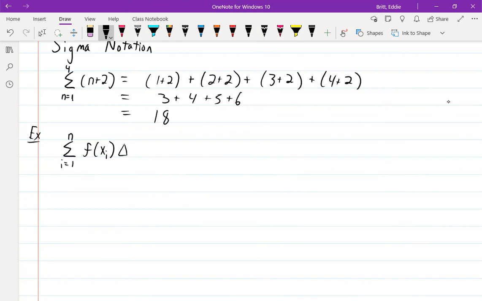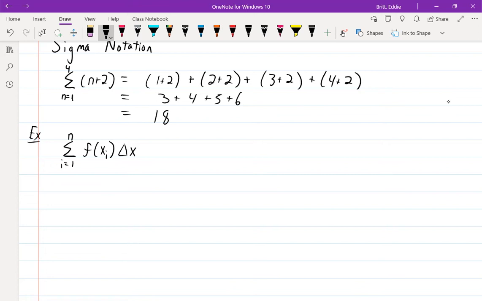times delta x. Now f of x sub i, that would be a y value. Now you'd plug in some x value into a function and you get a y value. And then delta x, that would just be a change in x. Maybe that's constant, that's not going to change. It's just a change in x that we would use every time. And so I could expand this.